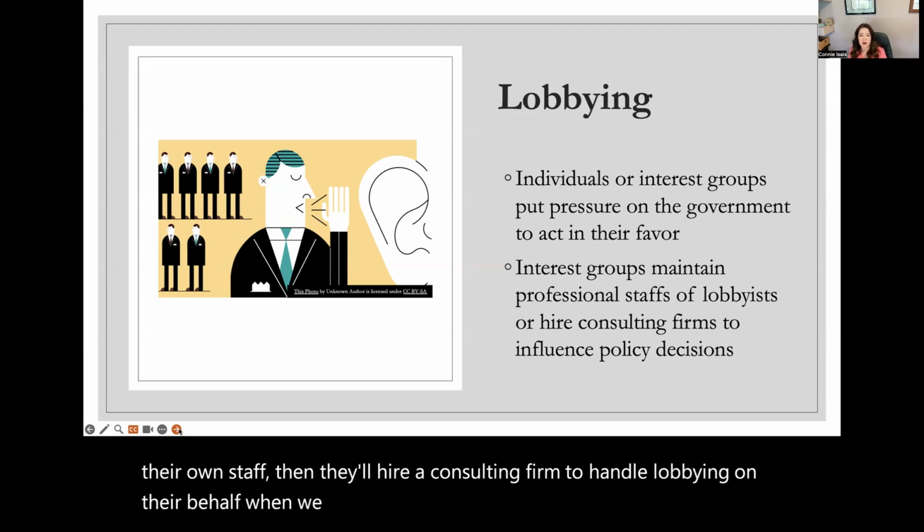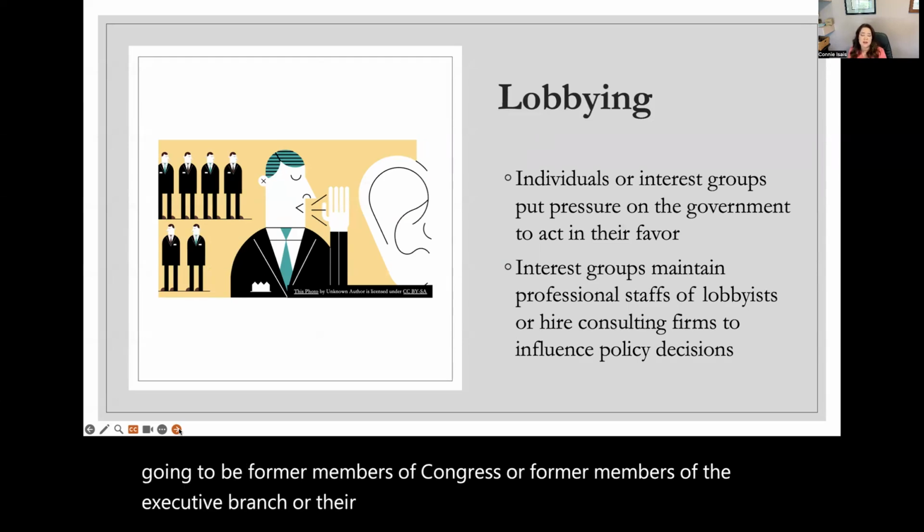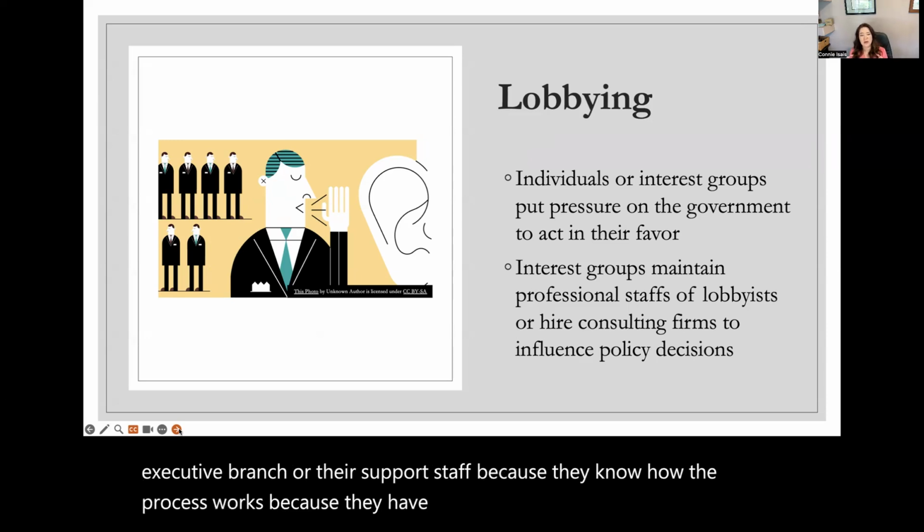When we look at who these lobbyists are, a lot of them are going to be former members of Congress or former members of the executive branch or their support staff, because they know how the process works, because they have been part of the government.